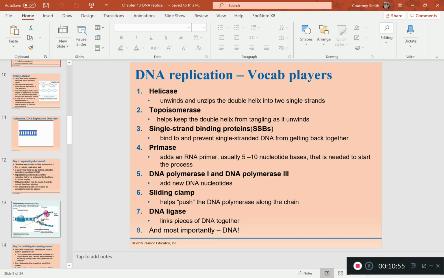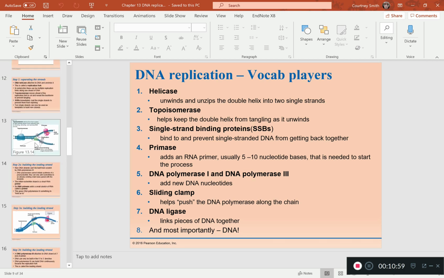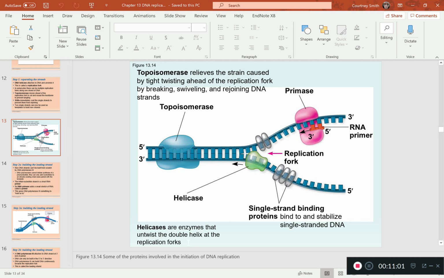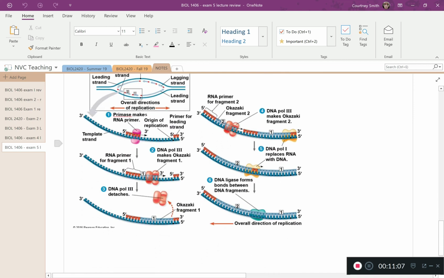So let's go ahead and talk about DNA replication. Let me pull up an entire picture so it's easier. So this is the entire DNA replication process. The first thing that happens is that we get the signal to start replicating. And then once we get that signal, we are going to create this bubble.